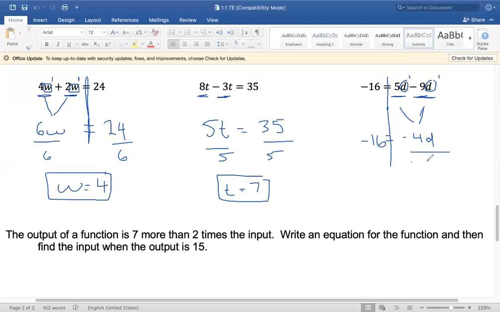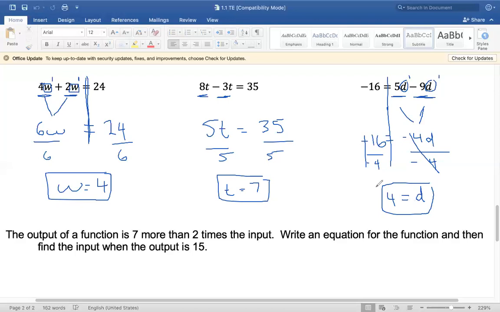Same thing, divide by negative 4. These negatives will cancel out. These negative 4s will cancel out. So now I'm just left with d on the left-hand side equals, what's 16 divided by 4? It's just 4.